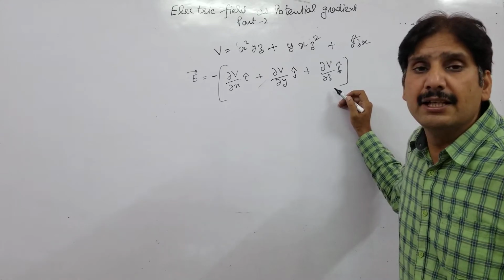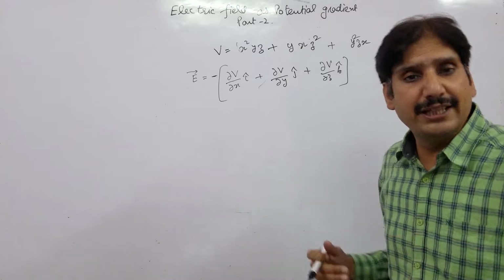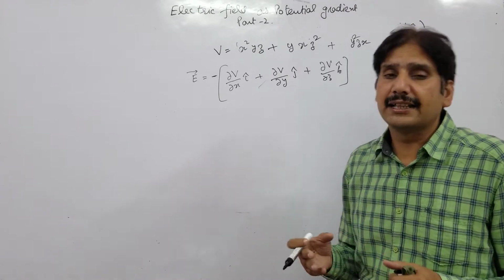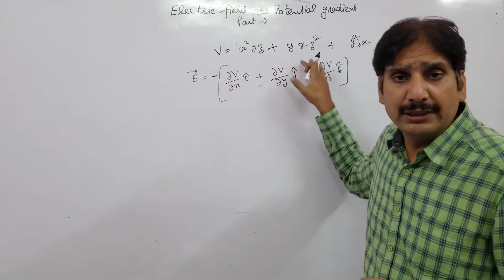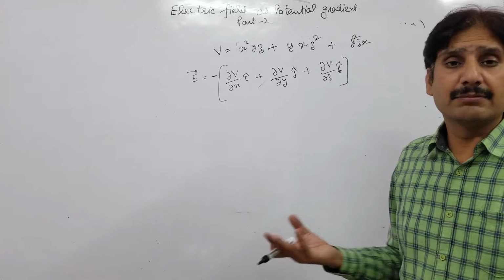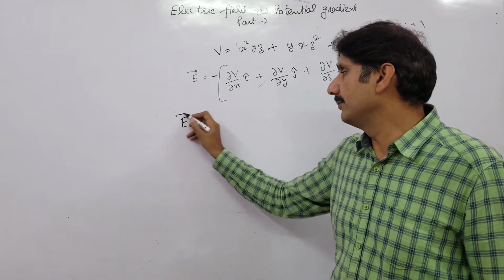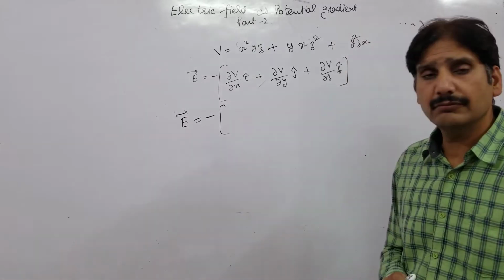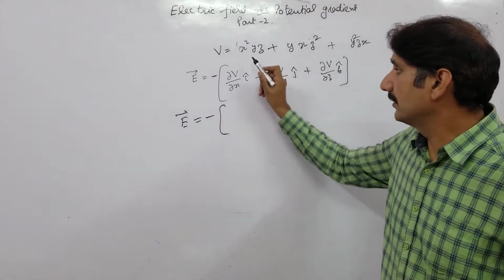This is termed as partial differentiation, and it's denoted as, instead of d by dx, curly by curly x. However, when there is only one parameter, then d by dx or curly by curly x become same. So let's proceed with this. What would be electric field? You differentiate this whole thing, first of all, with respect to x.